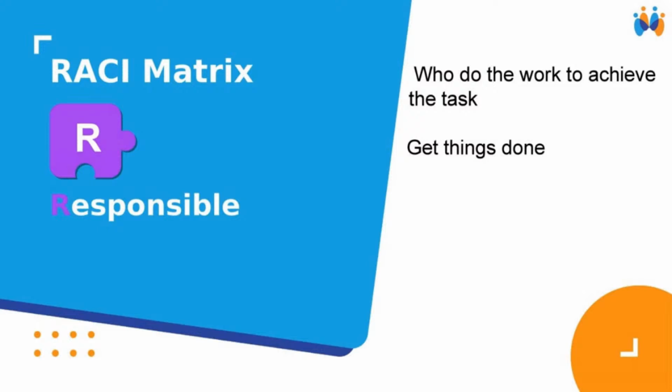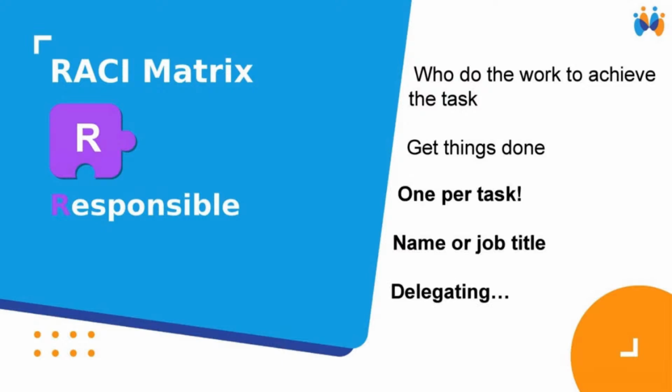So the responsible person is the one who will do the work to achieve the task. It's someone who actually gets things done. It's the person who is actually going to perform that activity, that task. We have only one responsible person per task. It is important that you add the name and/or the job title for that person. So be really specific in who is going to be responsible for that task.